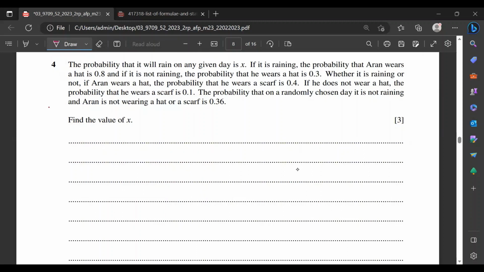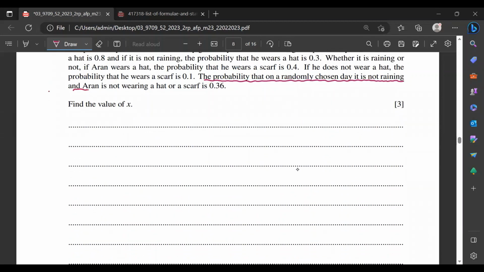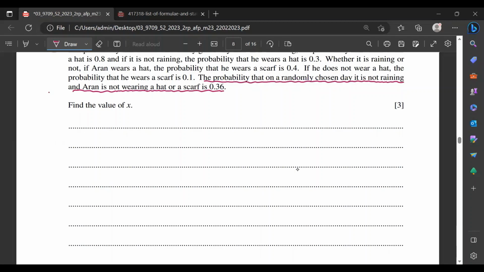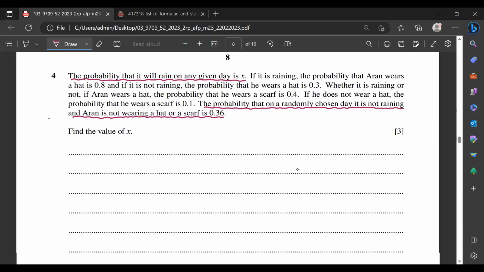So the important thing here is that on a randomly chosen day, it is not raining, and Aaron is not wearing a hat or scarf, with probability 0.36. Find the value of X. What is X? X is the probability that it will rain on any given day. So you can do this directly if you just make links, but better is to draw the tree diagram just to clear the concepts.